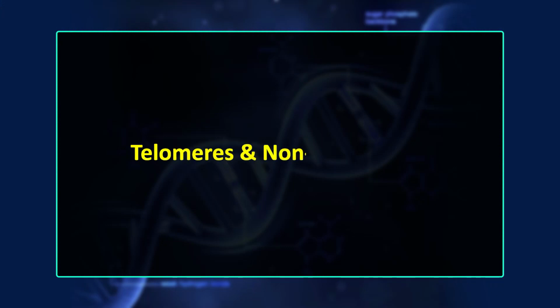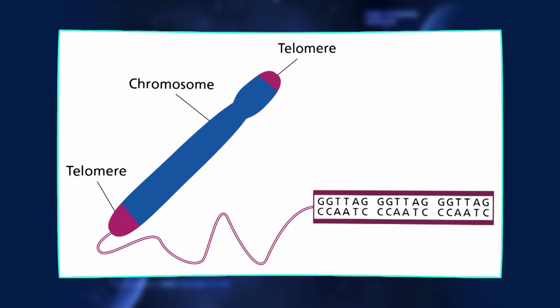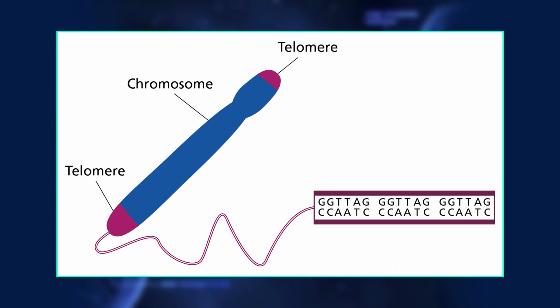Dear students, let's now discuss telomeres and non-coding DNA. Some structural elements of chromosomes are also part of non-coding DNA. For example, repeated non-coding DNA sequences at the ends of chromosomes form telomeres. Telomeres protect the ends of the chromosome from being degraded during the copying of genetic material.